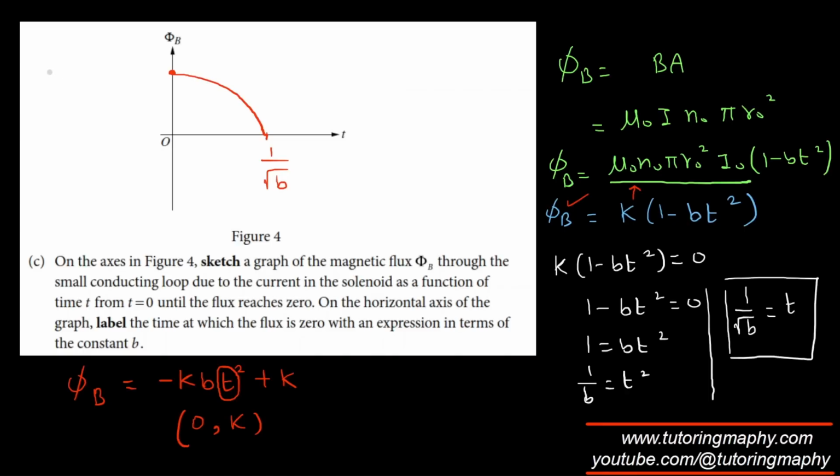If we want to indicate this, we can also say that this is mu naught n naught pi r naught square I naught as well, if we are interested to mention that. That's totally fine. So that's how it looks.